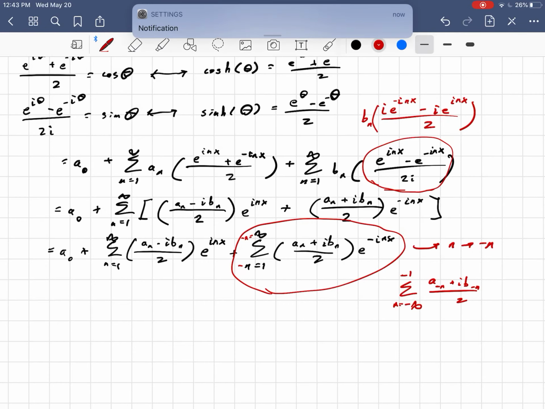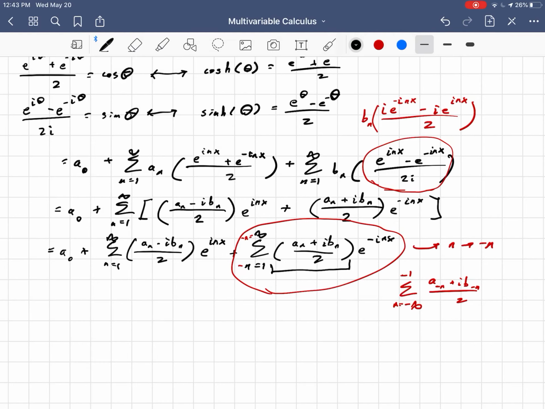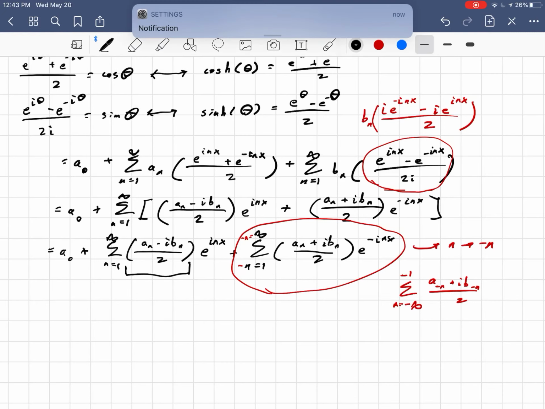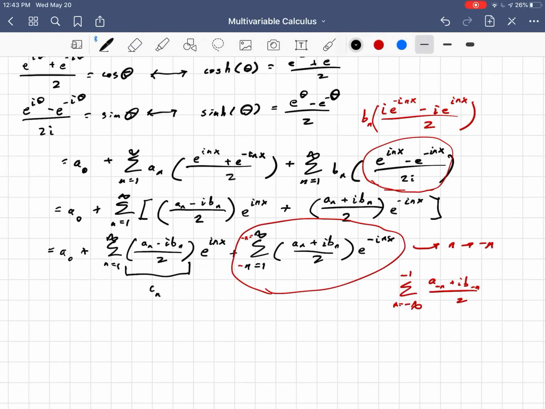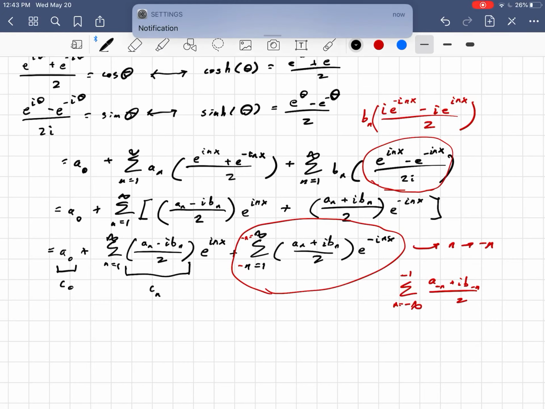And now what I'm going to do is I'm going to look at this closely here. I'm going to define this part right here, the coefficient. You'll see that they're actually the same in a moment. But the coefficient in front of the e to the inx, I'm going to define that as c sub n. And then it would make sense that this a naught would also be equal to c naught, because we would just be letting n equal 0 there.